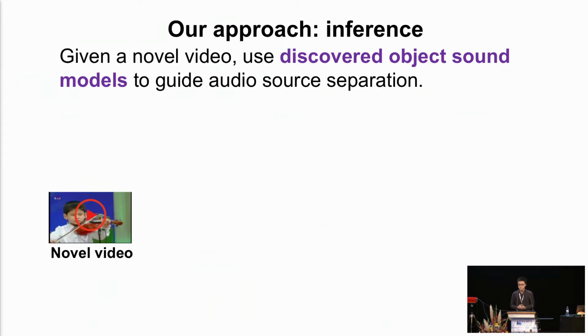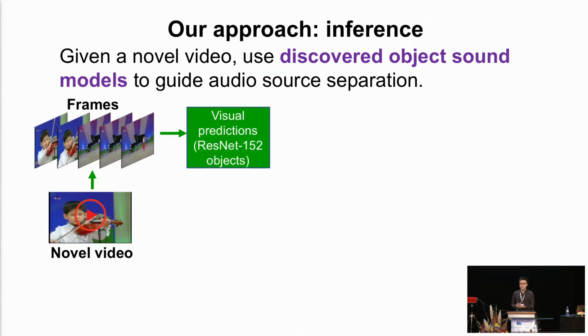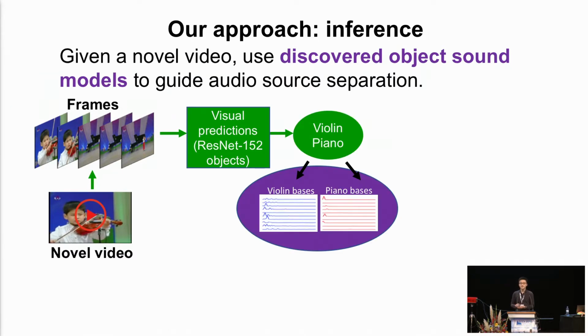Then during test time, given a novel video, we would like to use the discovered object sound models to guide audio source separation. Similarly, we detect the objects present in the video frames, here the violin and piano, and we retrieve their audio basis vectors. On the audio side, we obtain the audio spectrogram, and instead of directly performing unsupervised NMF and doing clustering on the factorization results, we now use the learned bases to guide NMF factorization.